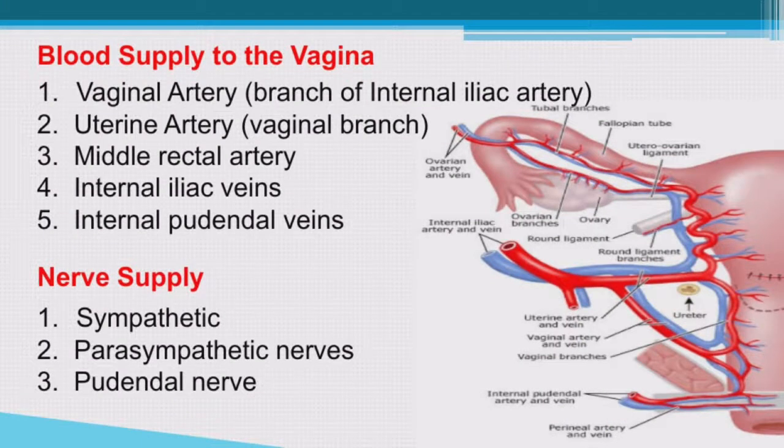Blood supply to the vagina. 1. Vaginal artery, branch of internal iliac artery. 2. Uterine artery, vaginal branch. 3. Middle rectal artery. 4. Internal iliac veins. 5. Internal pudendal veins. Nerve supply. 1. Sympathetic. 2. Parasympathetic nerves. 3. Pudendal nerve.